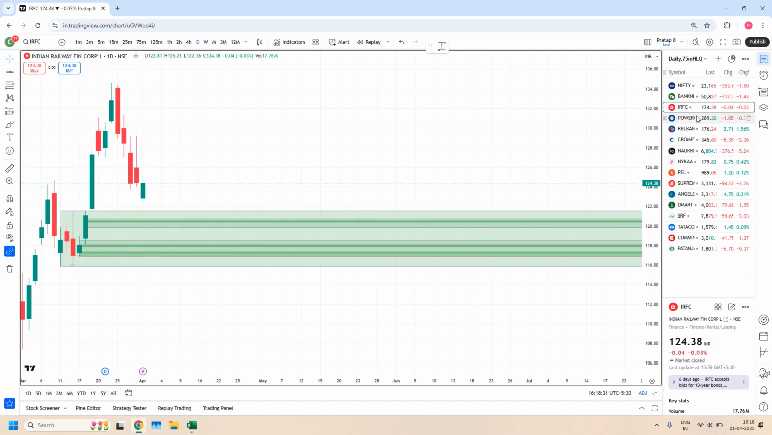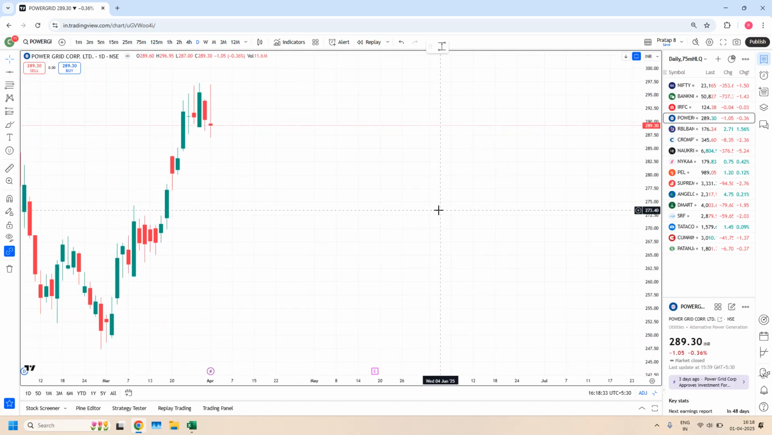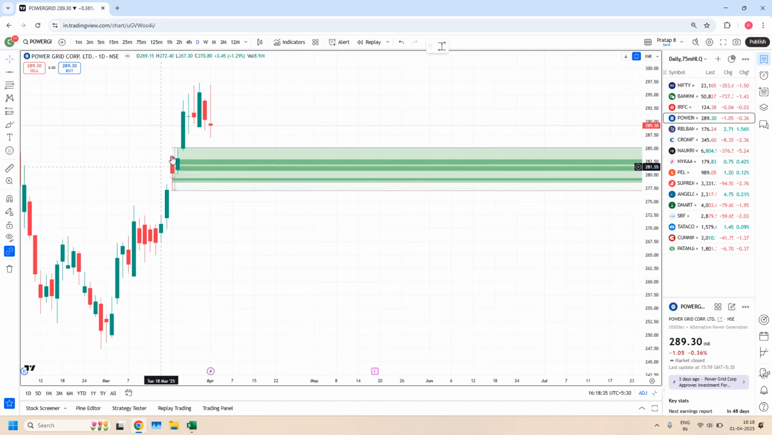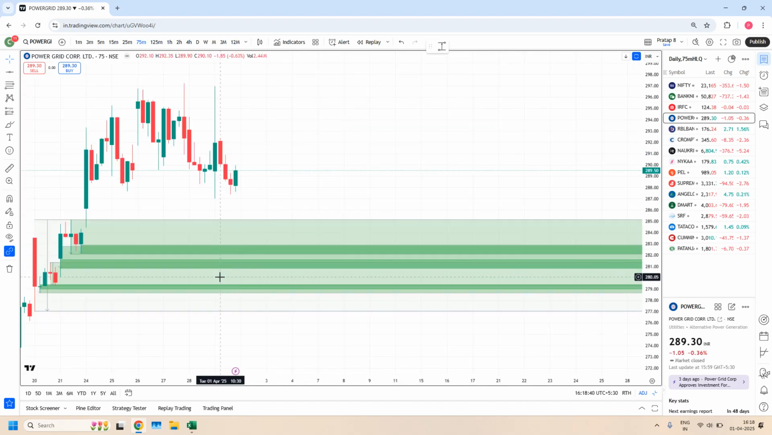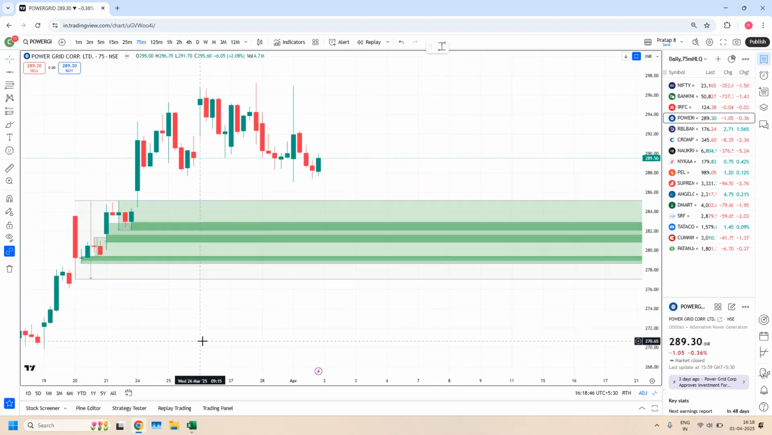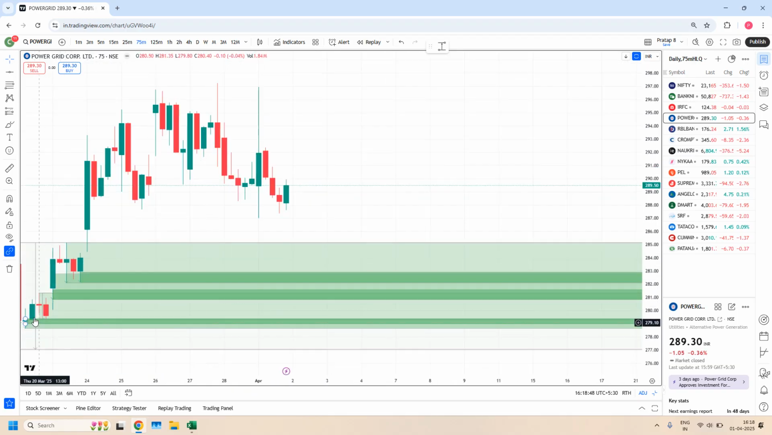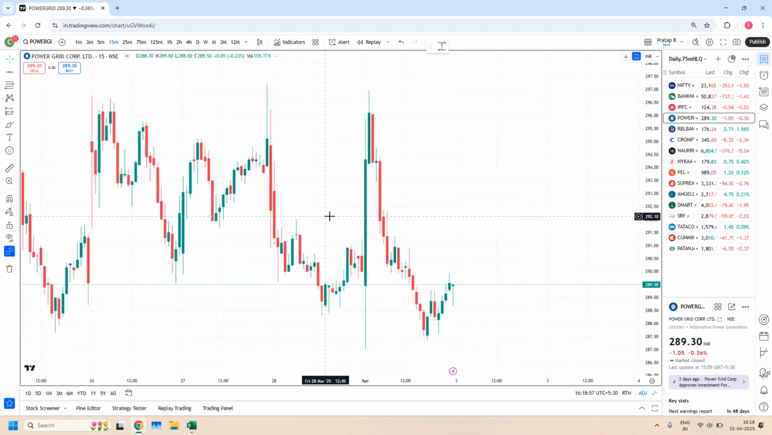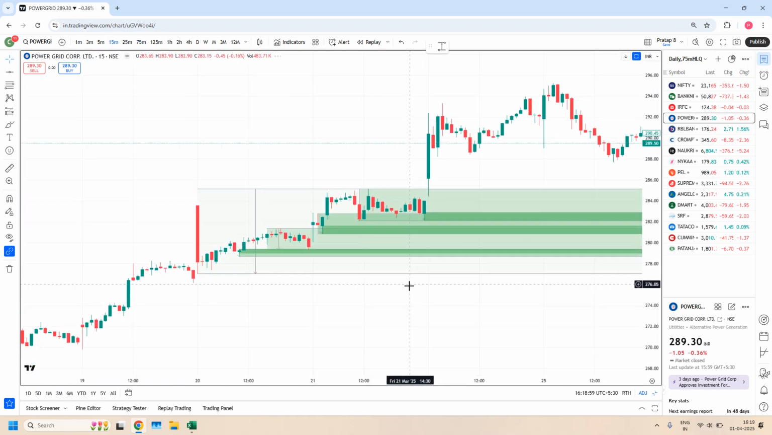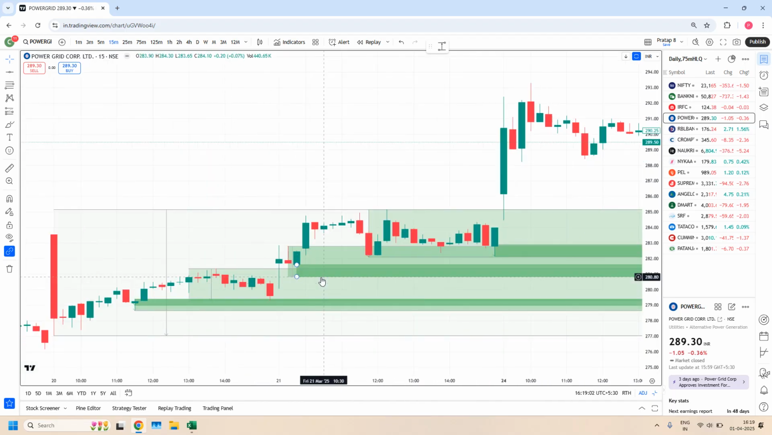Price did not reach. And the Power Grid, rally base rally. This is a 75-minute zone. Here we have rally, 1, 2, 3, 4 base candles and rally. And also here you have again rally, 2 base candles and rally. You have two 75-minute zones. And within the 75-minute zones, again I have drawn 15-minute zones. This is a very tricky analysis. Observe carefully.